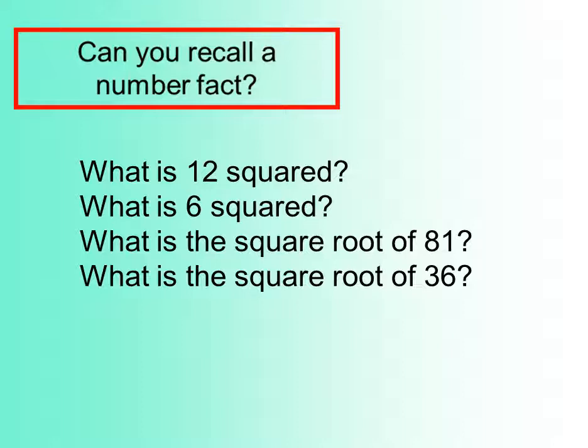Now the next 2 say what is the square root of 81? Now that's kind of doing the inverse of what you've just done. We need to know what, when you times it by itself, makes the number 81. What number times by itself makes 81? And then the last question, what is the square root of 36? What times by itself makes 36? Pause the video while you work those 2 out.